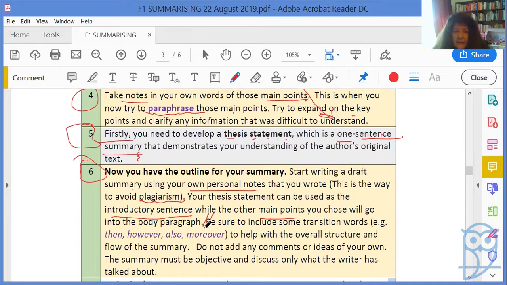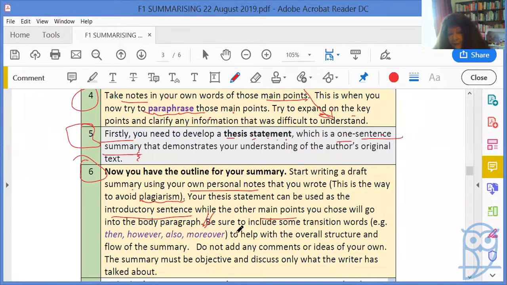Okay, so that's what you're doing. You're shortening or abbreviating that passage. You're using your own personal notes that you wrote. And in fact, you don't need to look at the passage again, because once you've read it 3 or 4 times, you should know exactly what's in there. You're just getting that true meaning of the passage.